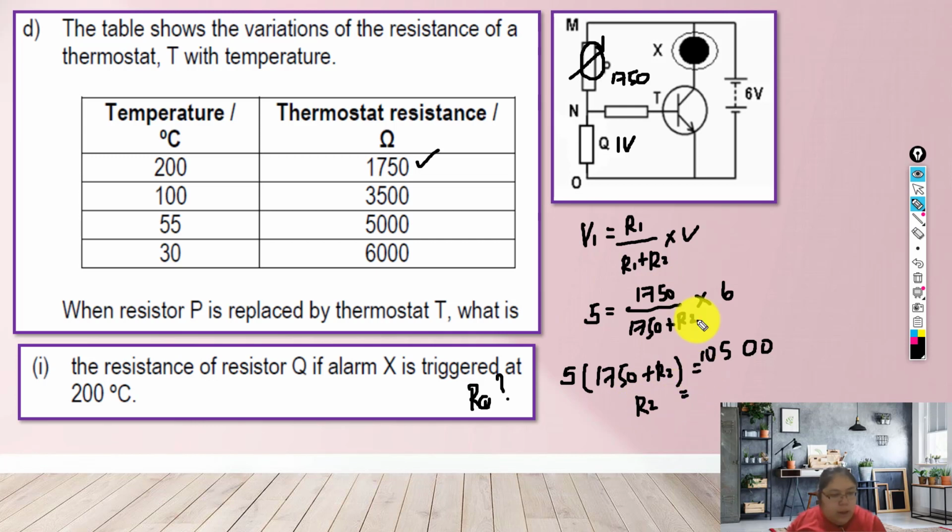So that means you do your calculation there. So finally I get the answer: R2 actually is RQ, so it's 350 ohm. So this one is the answer for the RQ, resistance Q, there's a 350 ohm. So if you want to trigger the alarm. Okay, then we go to the next question.